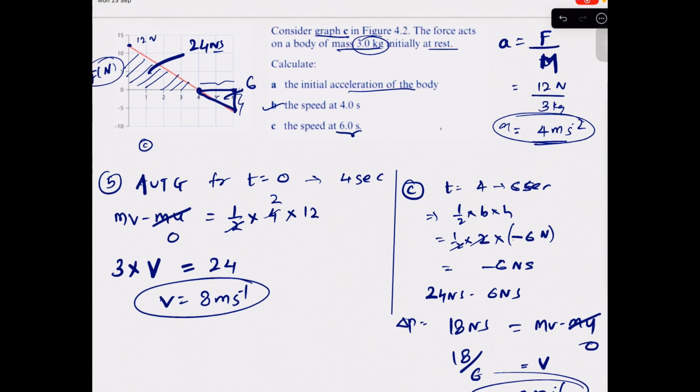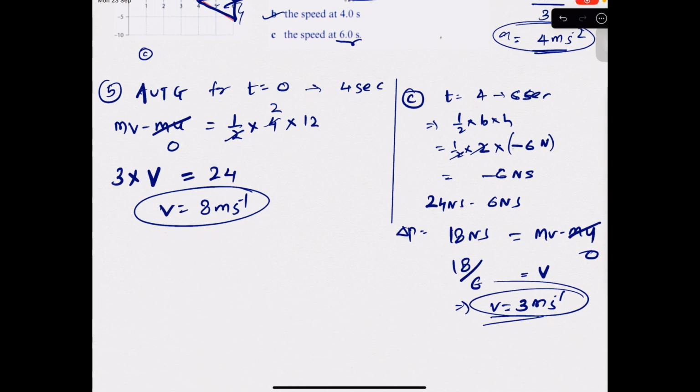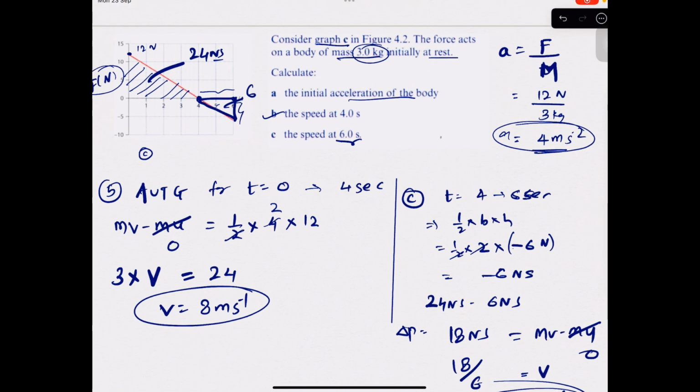The speed has decreased because, as you can see, for the last 4 to 6 seconds the force has been negative, and a negative force, a retarding force, is the reason why the speed of the object gets lower. This momentum is a really useful concept in sports or in car crashes.